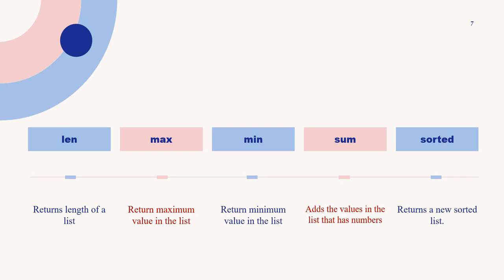Next operation is max. This function returns the maximum value in the list. The next function is min. This function returns the minimum value in the list. The sum function adds the values in a list that has numbers. Sorted returns a new sorted list.